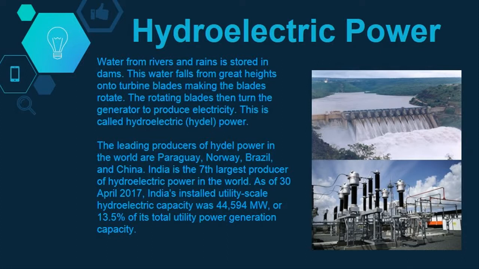The leading producers of tidal power in the world are Paraguay, Norway, Brazil, and China. India is the 7th largest producer of hydroelectric power in the world. As of the 30th of April 2017, India's installed utility-scale hydroelectric capacity was 44,594 megawatt, or 13.5% of its total utility power generation capacity.